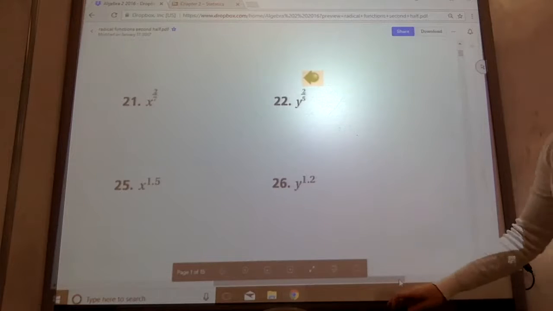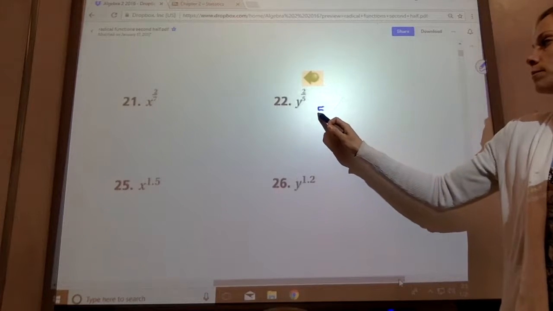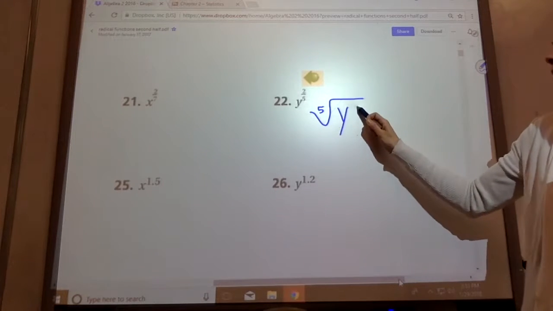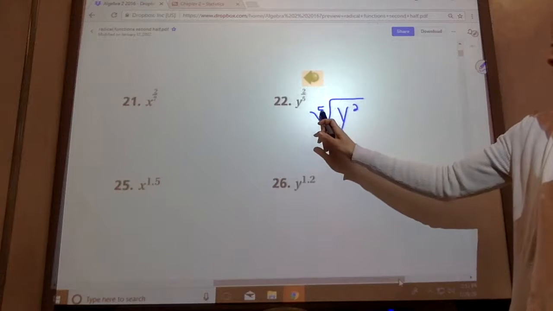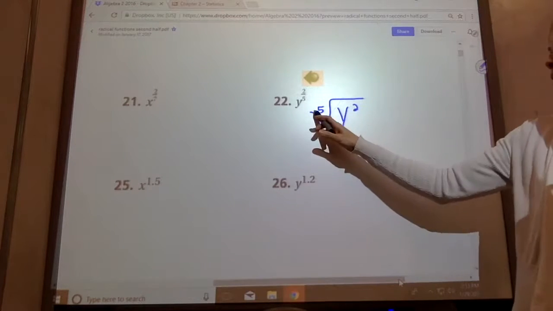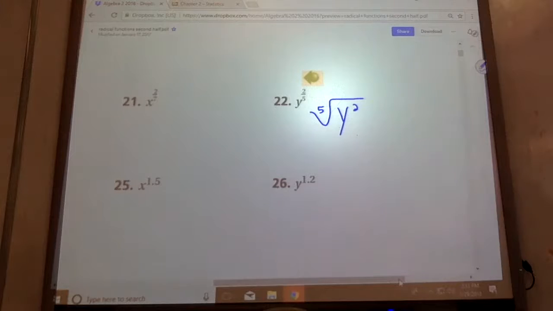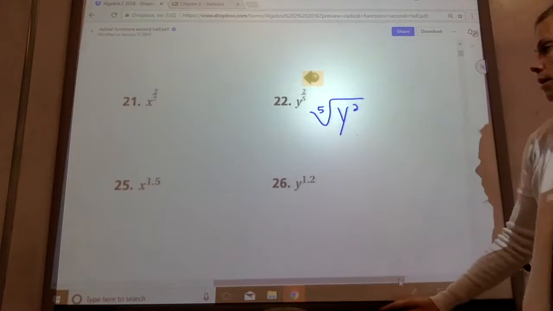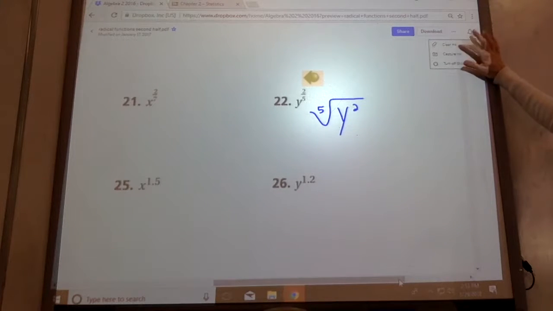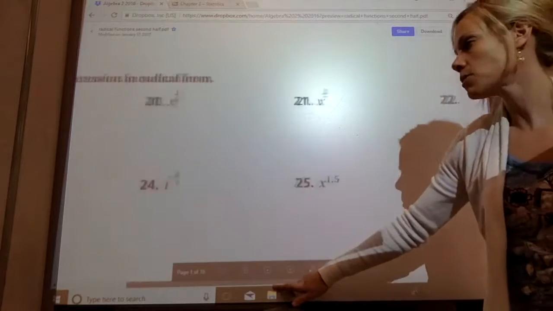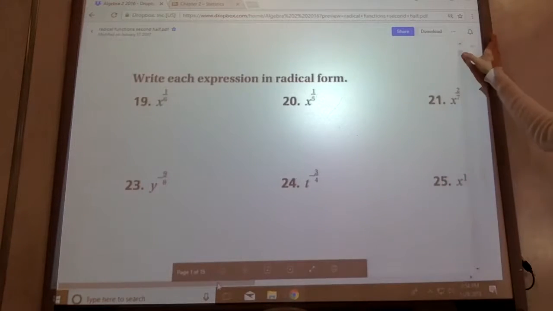How about x to the 2/5? Right, the 5 becomes the 5th root, and the 2 becomes my power. And again, I don't have 5 of anything, so I'm done. So how else can you look at a rational exponent? They can be decimals or negative numbers.